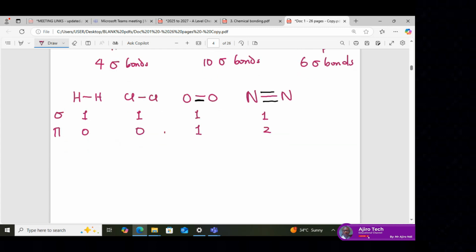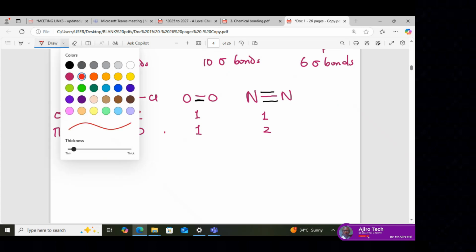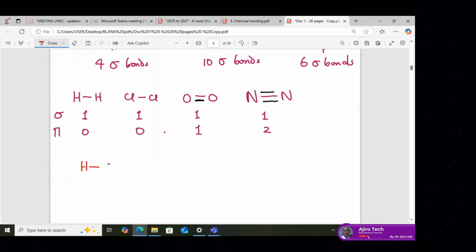Now let's do carbon dioxide. Therefore, let me do hydrogen cyanide. Hydrogen cyanide. Carbon dioxide. Ethyne.